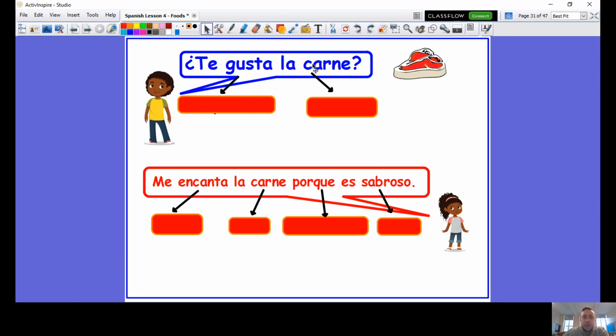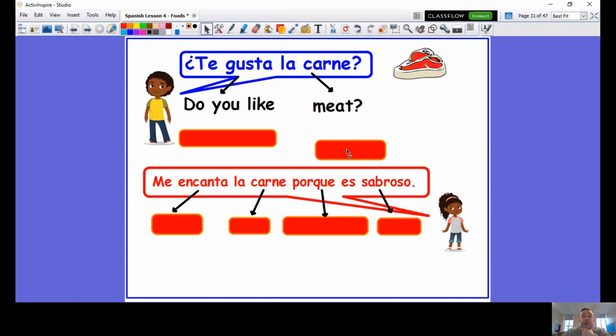Translate means, let's find out what all these Spanish words mean in English. Let's start here. Te gusta. What does that mean in English? Correct. Do you like? And la carne was meat. Te gusta la carne. Do you like meat? And our girl says, me encanta. Me encanta. That's one of our new words. What does that mean? It means I love.